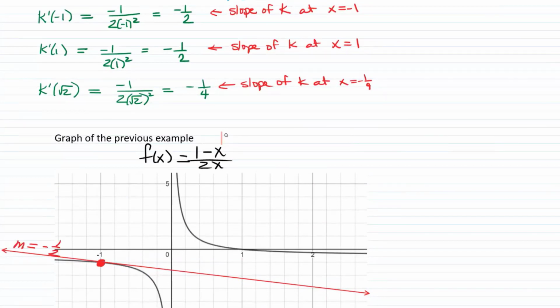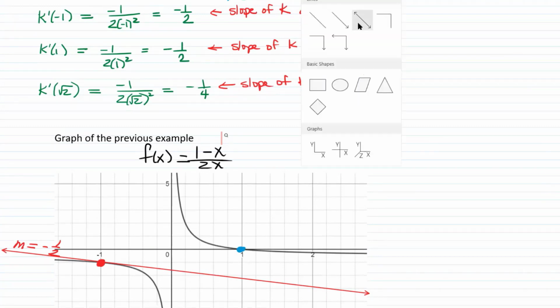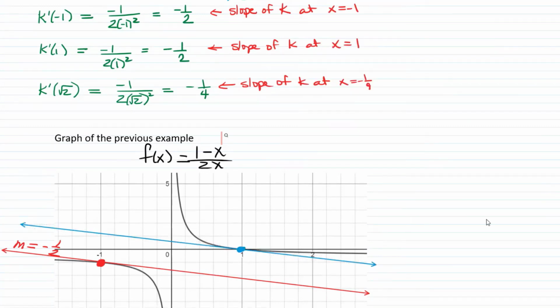Okay, let's look at 1. Here's 1. If I draw in a tangent line there, and look at that, it looks about parallel to the other one, doesn't it? Parallel lines have the same slope, so it makes sense this would also have a slope of -1/2.